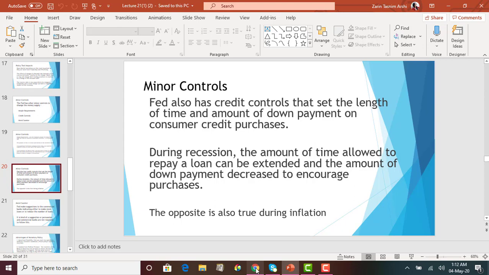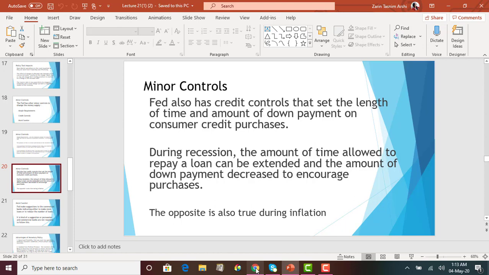Now the second one is called the credit control. So basically what it means is, when you are taking a loan from the bank, they can control the interest rate, they can control the length of time to pay back the loan, and they can also control the amount of down payment that can affect the money supply, right? Let's say 2 months back you could buy a home with only 2 to 3% down payment. Probably after 6 months down the road, they will require you to bring at least 10% down payment.